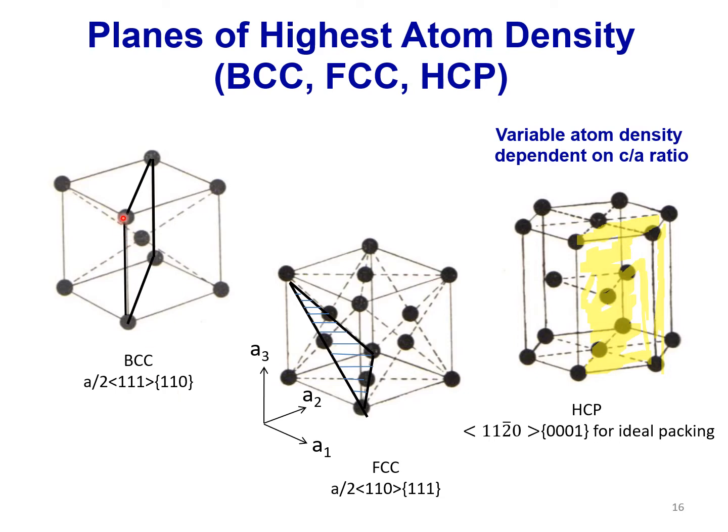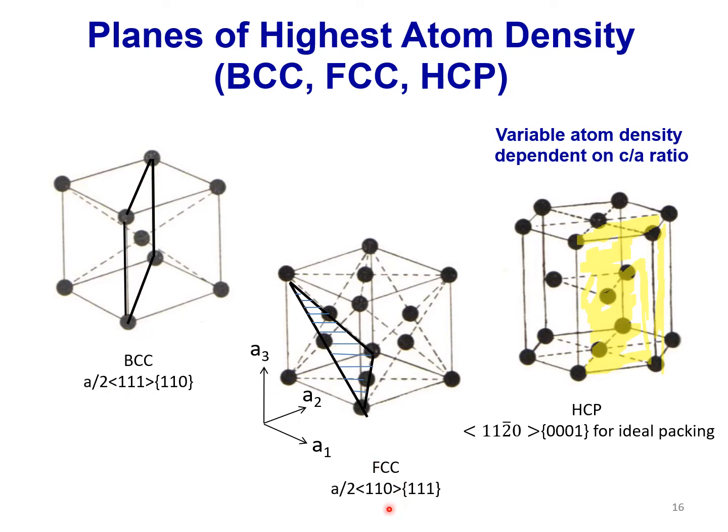And the slip direction, the most common slip direction for slip in BCC is this direction, going from this corner to the middle, or from that middle to that corner. So that is a 111 direction. So the most common slip system in BCC is 111 on the 110 plane.